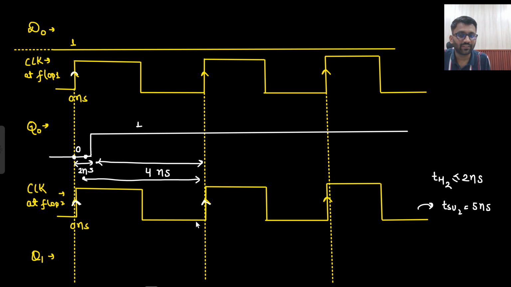So what will this flop say? That at least I need a window of 5 nanosecond. Are you getting this point? So what should be your T clock? T clock, this is your T clock.